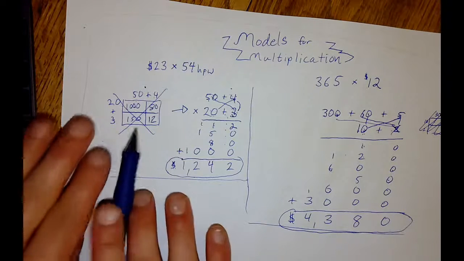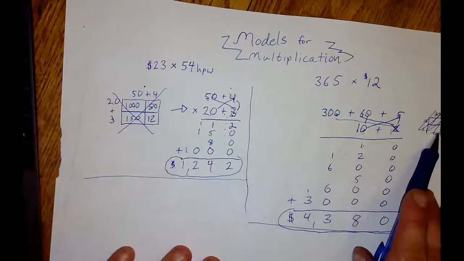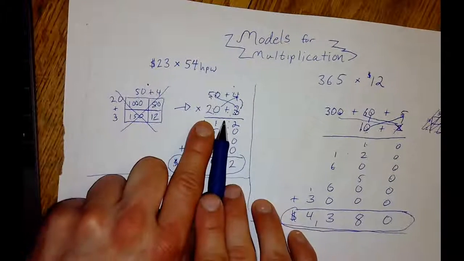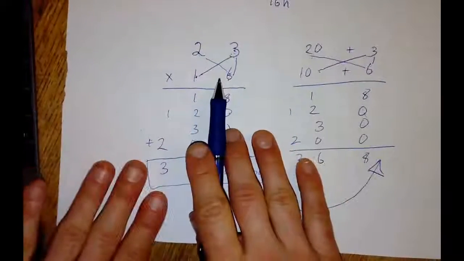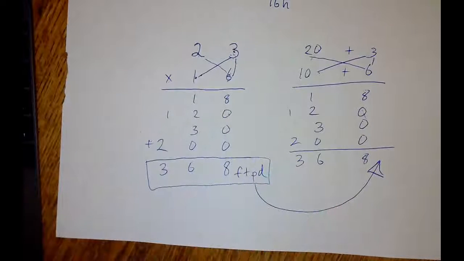And your options are area model, expanded form, or partial products algorithm without expanded form. You do the one that works for you.